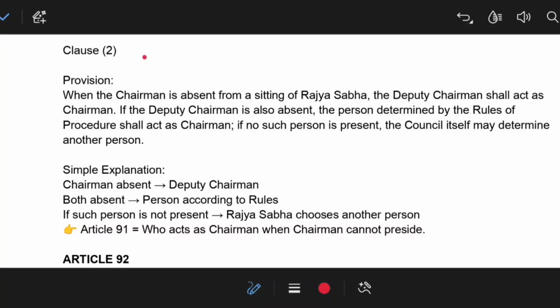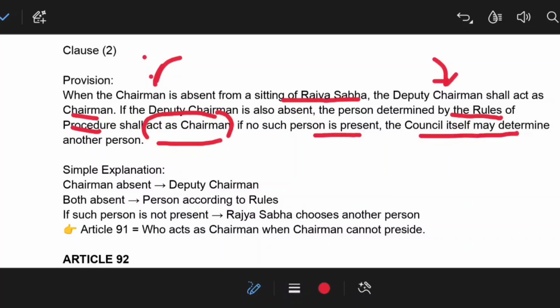Clause 2. Clause 2 says that when the chairperson is absent from a sitting of the Rajya Sabha, then the deputy chairman shall act as chairman. In clause 1 the condition was different: the vice president was acting as the president. But here the chairman is absent, so at that time the deputy chairman will act as chairman. Now suppose the chairman and even the deputy chairman are also absent, then a person determined by the rules of procedure will act as chairman, and if no such person is present, the council itself may determine another person.